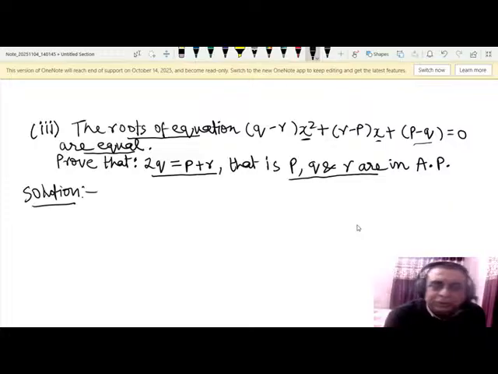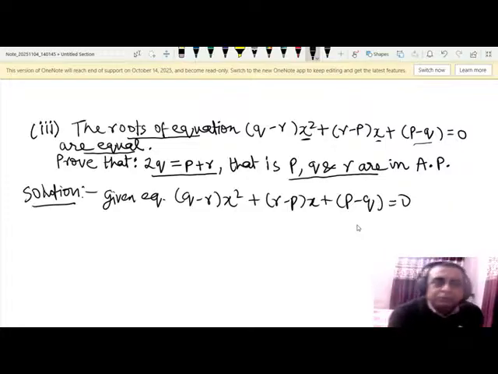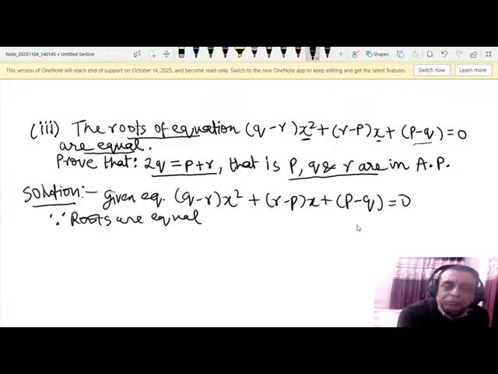Now see here. First, let us write the given equation. The given equation is q minus r times x squared plus r minus p times x plus p minus q is equal to 0. Now in the question we are told the roots are equal. So when are the roots equal? The roots are equal when the discriminant value is 0.